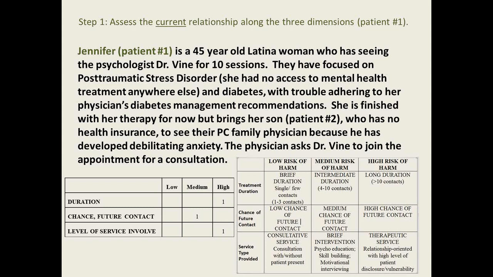And then level of service involvement, since this was more relationship-oriented, over 10 sessions as they talked about trauma, and the patient had to be extremely vulnerable as they discussed the trauma, we rated that as high on the level of service involvement. So as you look at this patient as a whole, the nature of the relationship, the level of disclosure, the type of treatment, and the duration of treatment, they all kind of lean toward a fairly high-risk situation.